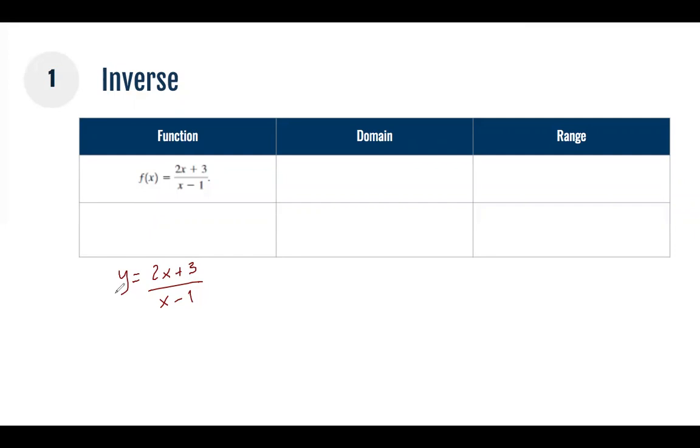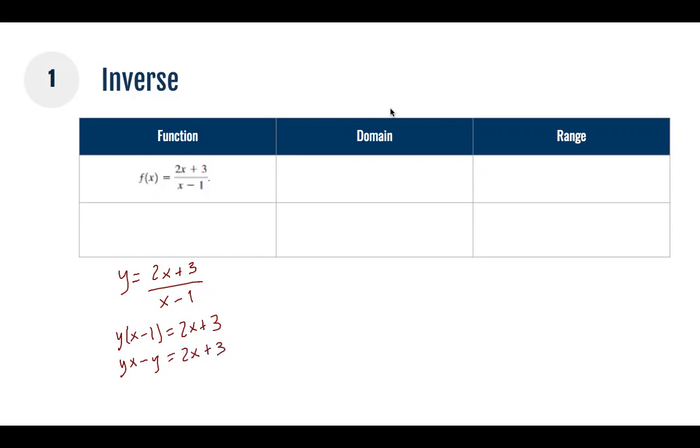So we're going to start by multiplying everything by x minus 1. This is going to end up being y times (x minus 1), and that is going to be equal to 2x plus 3. Now that we have everything at the same level of the equal sign, we are going to expand by multiplying y by this binomial. So this is going to become yx minus y, and that's going to be equal to 2x plus 3.